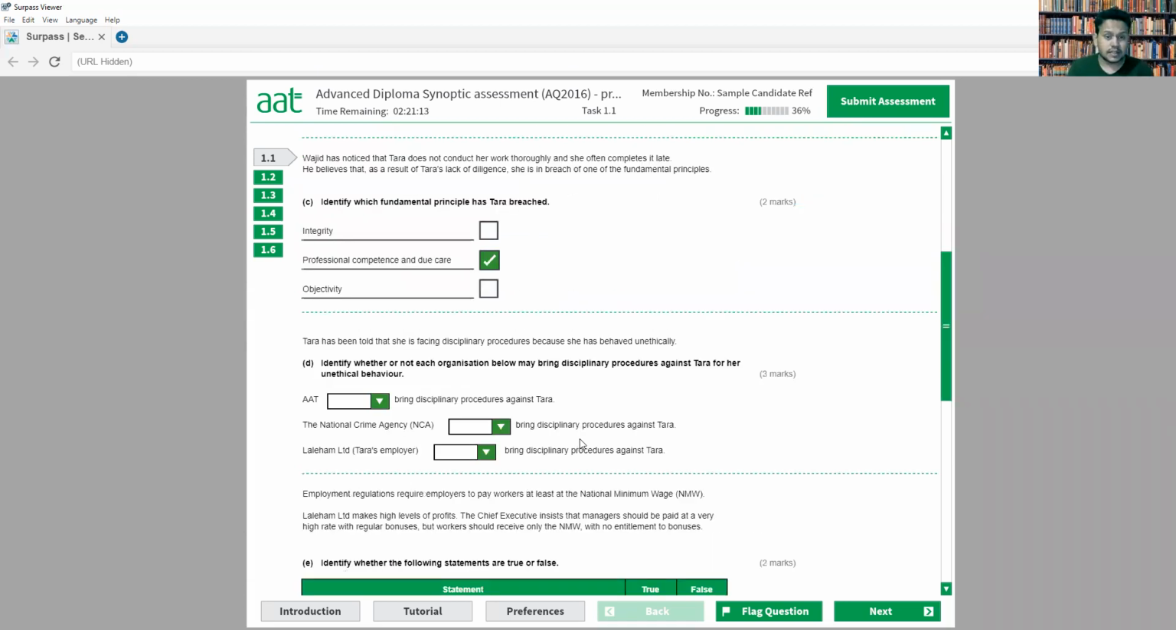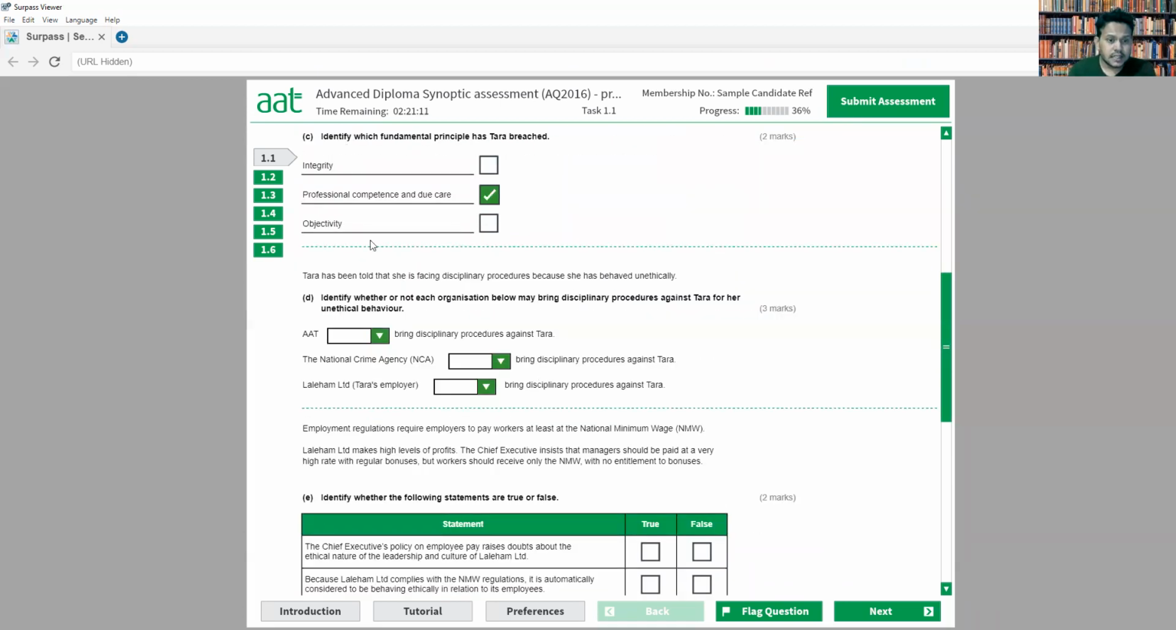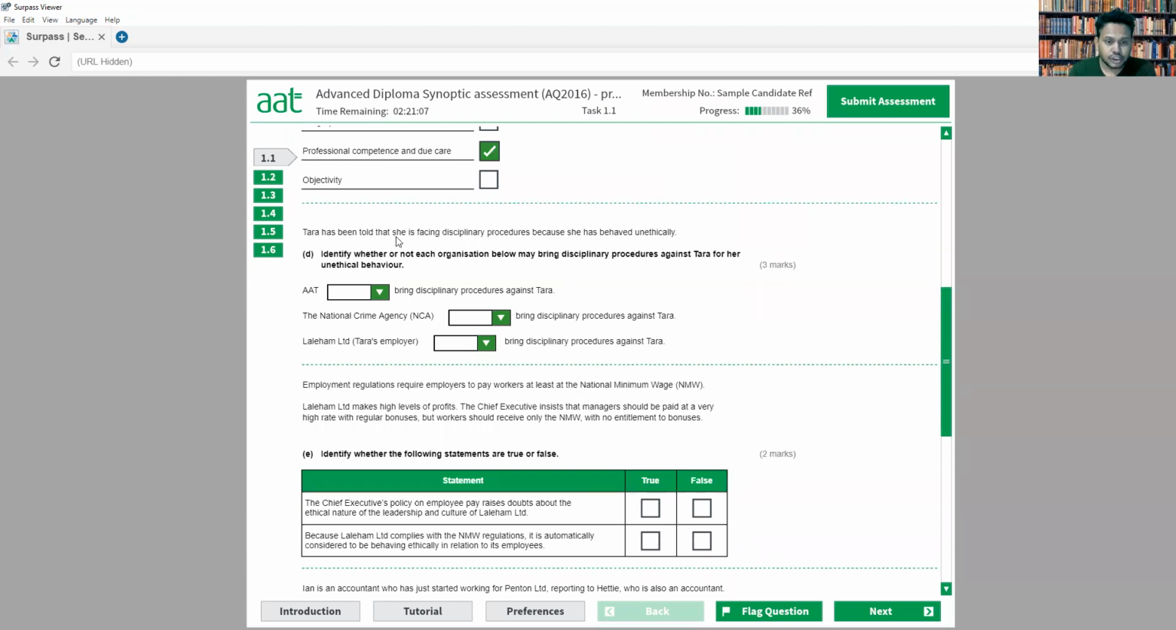Let's move to the next one. Let's have a look at what else we have. It says Tara has been told that she is facing disciplinary procedures because she has behaved unethically. Identify whether or not each organization below may bring disciplinary procedures against Tara for her unethical behavior.